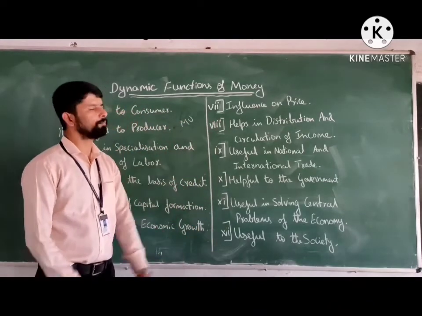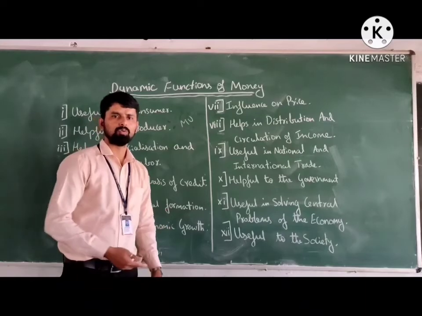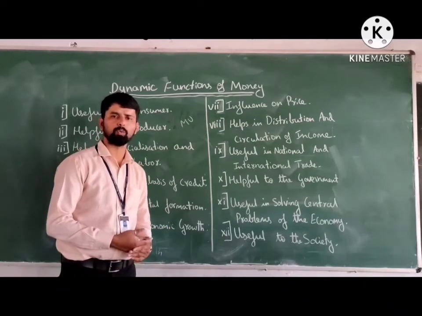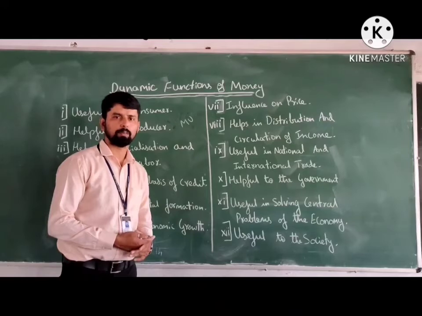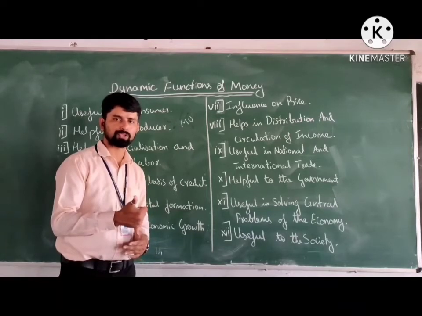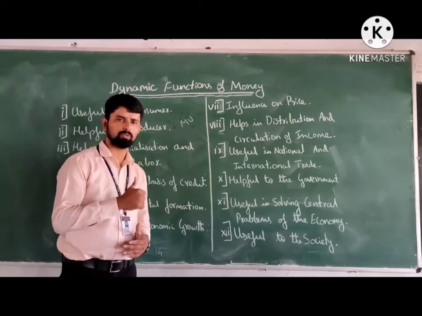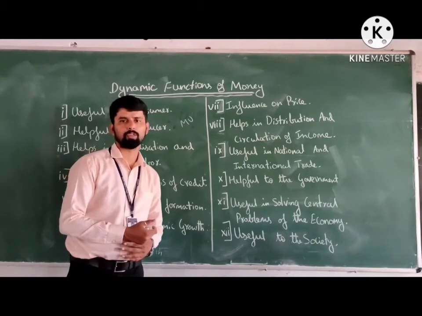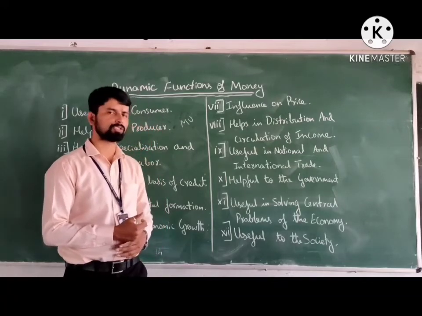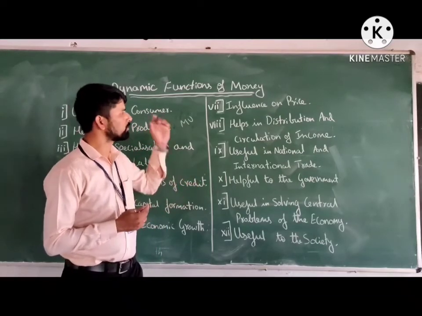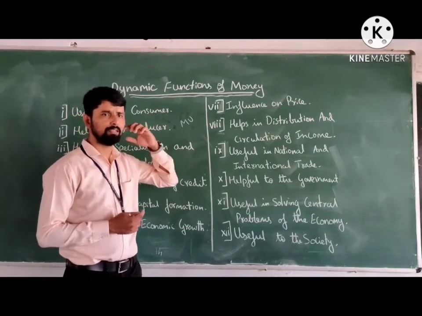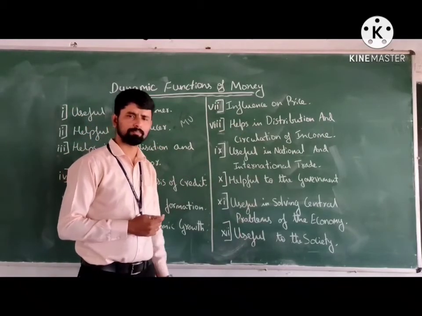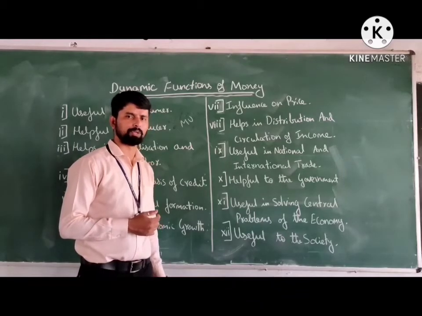Then seventh one, influence on price. So money is also helpful to influence the price. Price stability is one of the important functions, right? Stabilizing the price. So to stabilize, to influence prices, money plays a very important role because money acts as a measurement of value. In the unit of account, money measures the values of the commodity. So that's why to influence price level, money plays a very important role.